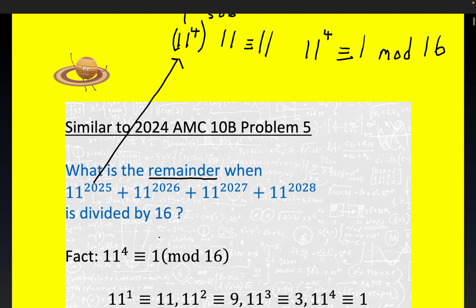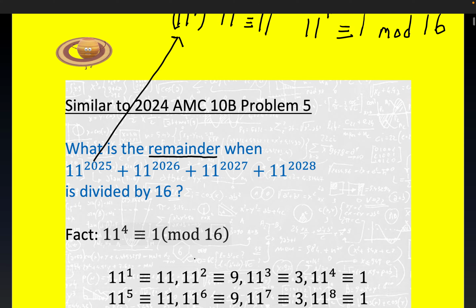Now, I wrote this down as a fact. This is pretty easy to see. I'll just do one of the computations for you. 11 squared is equal to 121. But that's equal to what, 7 times 16? Yeah, this is equal to 7 times 16 plus 9, 16 being the modulus here. So see, this 9 that you see right here is this 9 that you see right here.